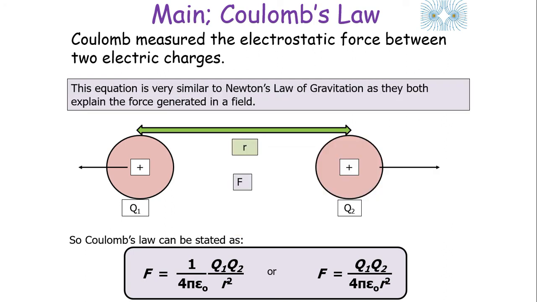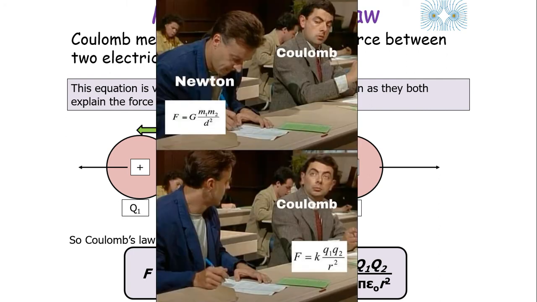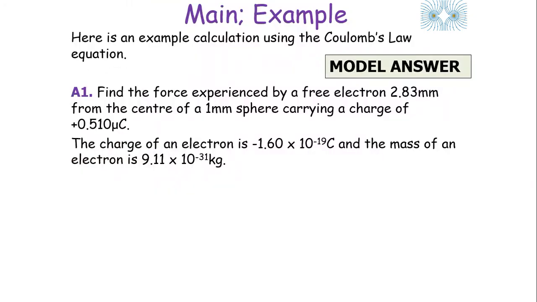Now, like we said before, this equation is very similar to Newton's law of gravitation as they both explain the force generated in a field. So they actually have a very close relationship in the sense that they have the same format, except there are no masses being used in Coulomb's equation, it is charges, and it's not the universal gravitational constant, it's 1 over 4 pi epsilon 0. So let's look at an example calculation using Coulomb's law equation.